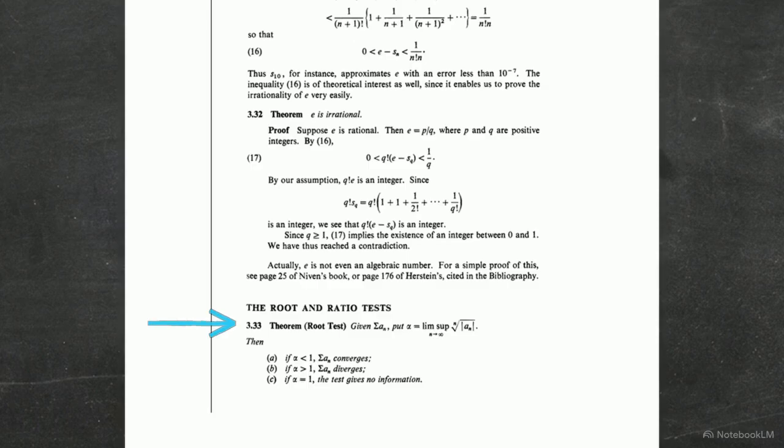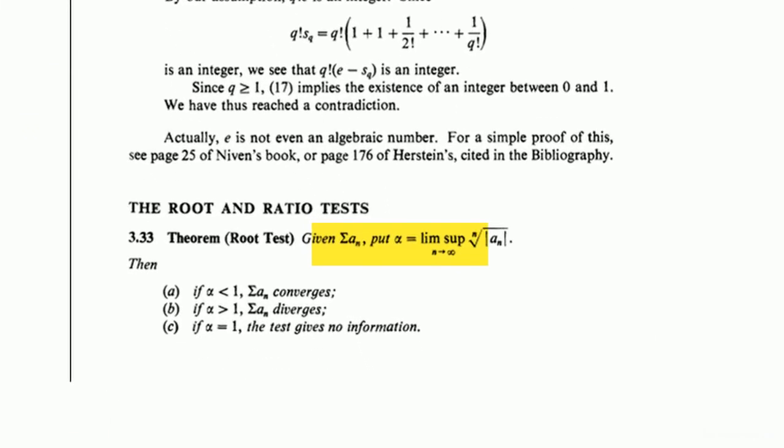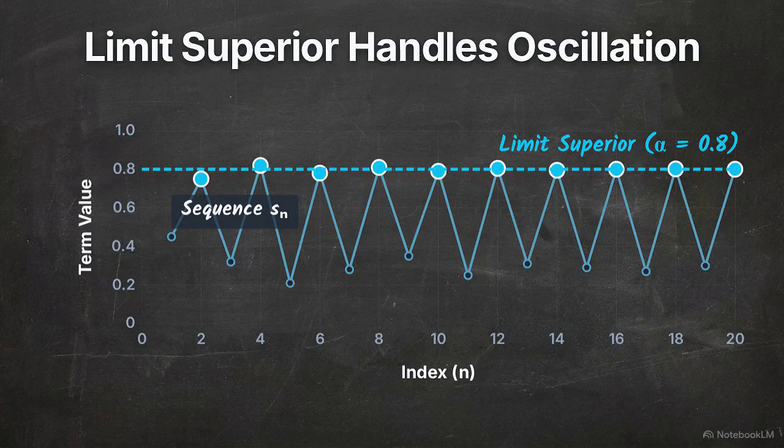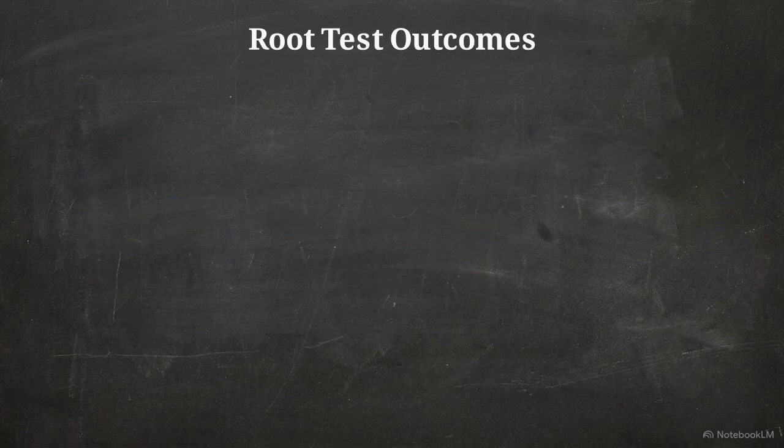Here in Walter Rudin's Principles of Mathematical Analysis, the defining equation sets a variable, alpha, to the limit superior of the nth root of the nth term. Using the limit superior instead of a standard limit allows us to handle wildly oscillating sequences. The theorem outlines three distinct outcomes.